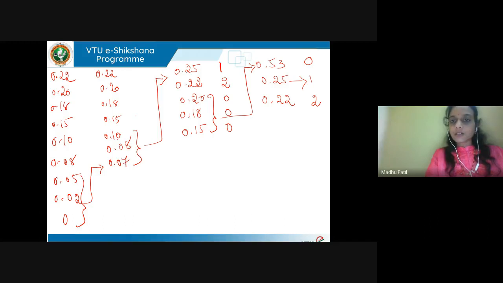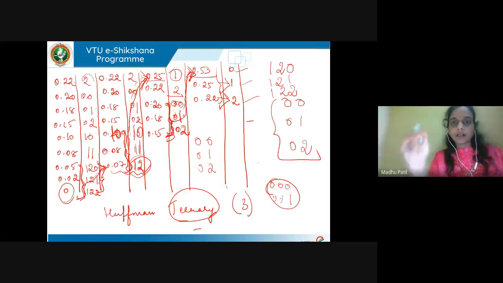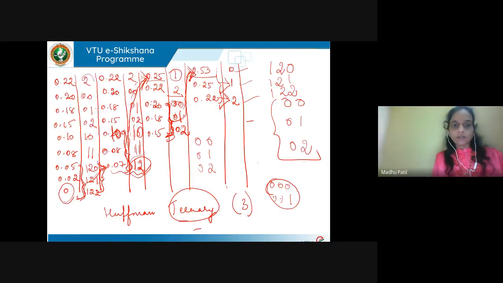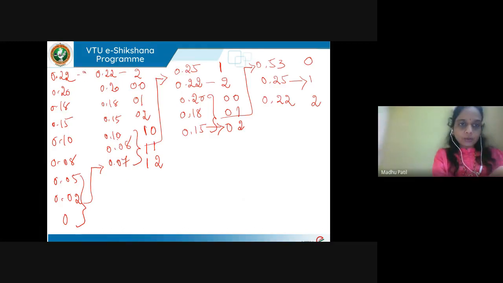Next, as it is ternary, I should use 0, 1 and 2. Okay, that is what I have written. Next, coming back, 0.22 has 2. 0.20, 00. 0.18, 01. 0.15, you see, 02. These three are forming 0.25, that is, the code word is 1, 1, 1. So, 0, 1 and 2. This is what I have got. Next, 0.22, 2, 0.20, 00, 0.18, 01, 0.15, 02.